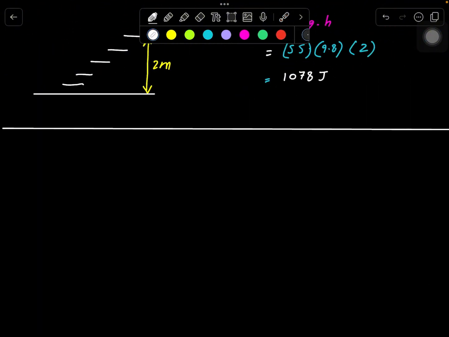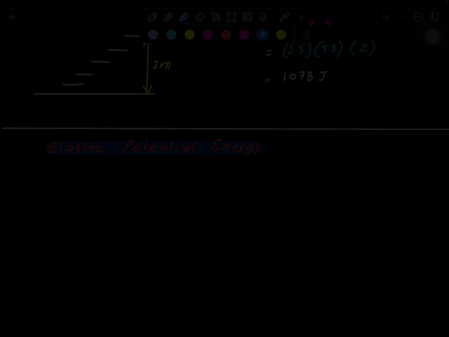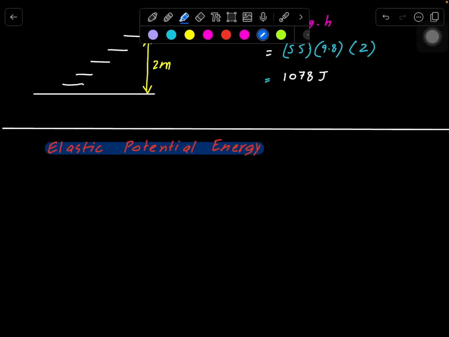Next, we have elastic potential energy. We discussed it in the previous lecture as well, that elastic potential energy is the energy stored in elastic objects when they're stretched, compressed, or bent. So objects that can change shape by these phenomena of stretching, bending, or compressing store energy in the form of elastic potential energy. And examples of these objects include springs and rubber bands.